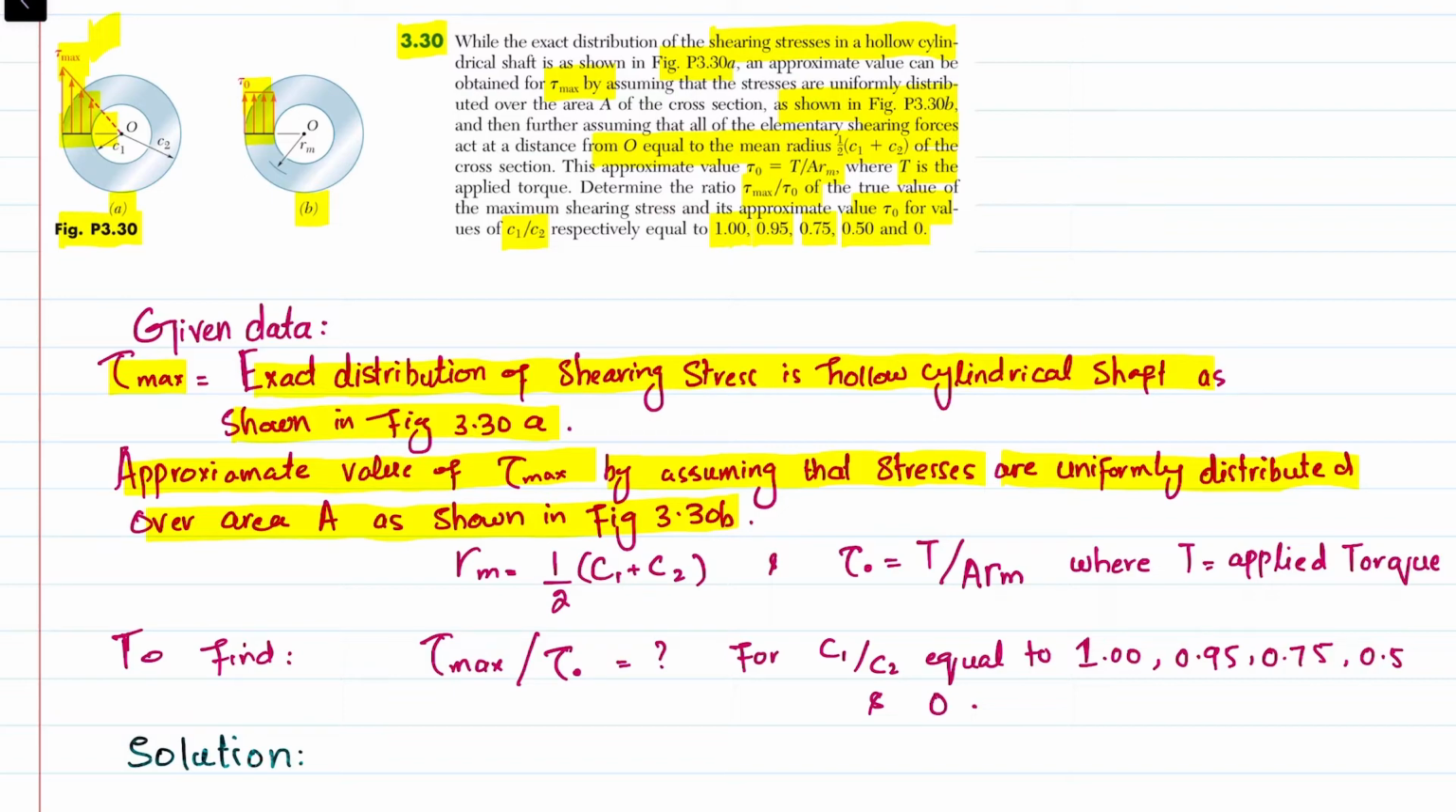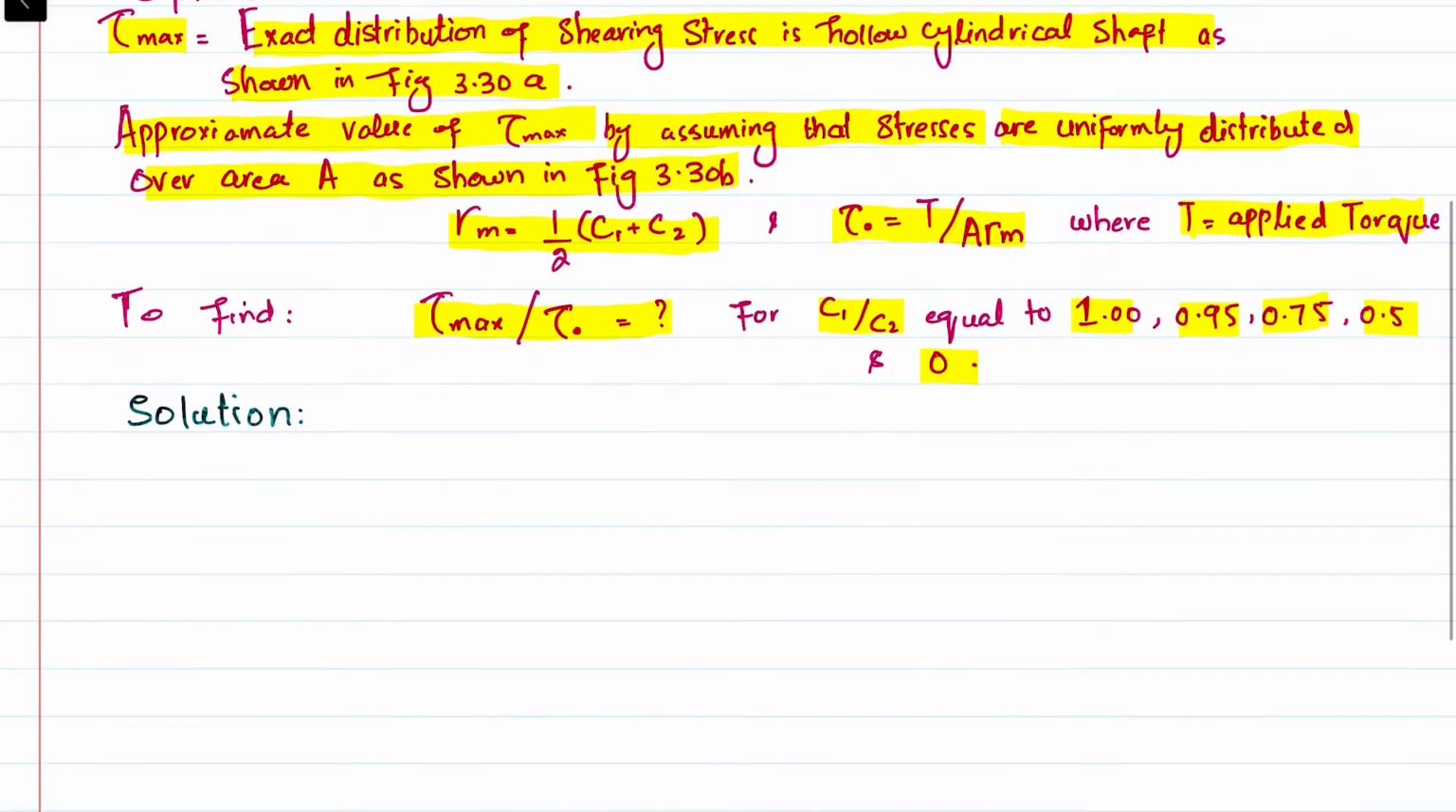Also in the question it is given that the mean radius is equal to this, and tau naught is equal to T over A Rm, where T is the applied torque. So what we have to find is the ratio tau max over tau naught for C1 over C2 values equal to 1, 0.95, 0.75, 0.5 and 0. So let's move and solve this problem.